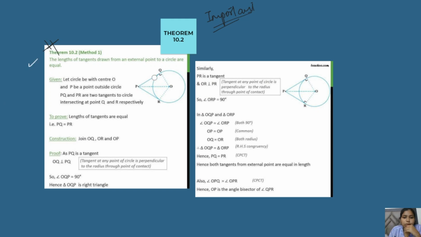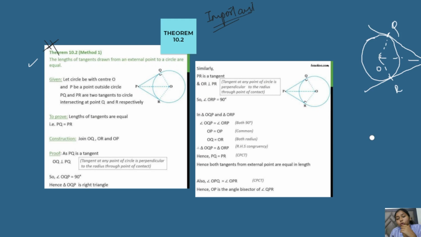So basically, according to this theorem, let me tell you, this is a circle. Let's draw 2 tangents to this circle. This is one tangent and this is another. Let this be the center O, let this point be Q and let this point be R. Let this point be P and let us join them too.